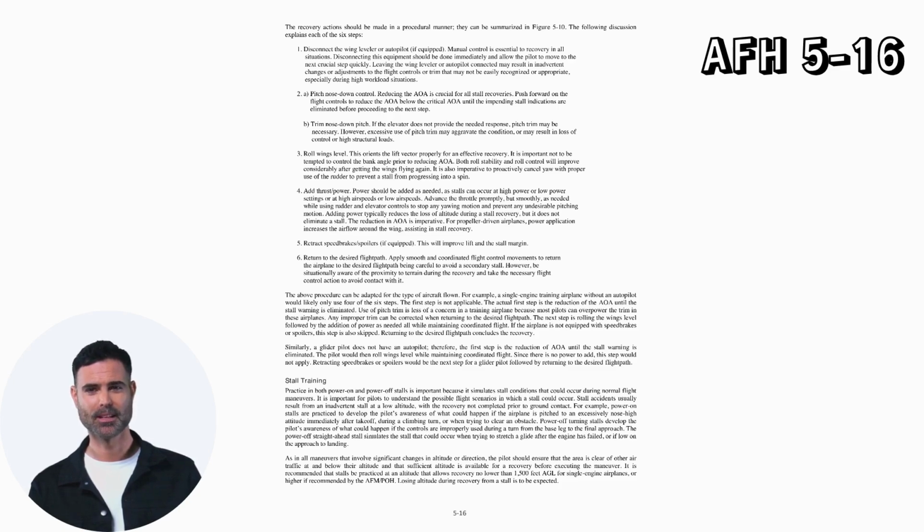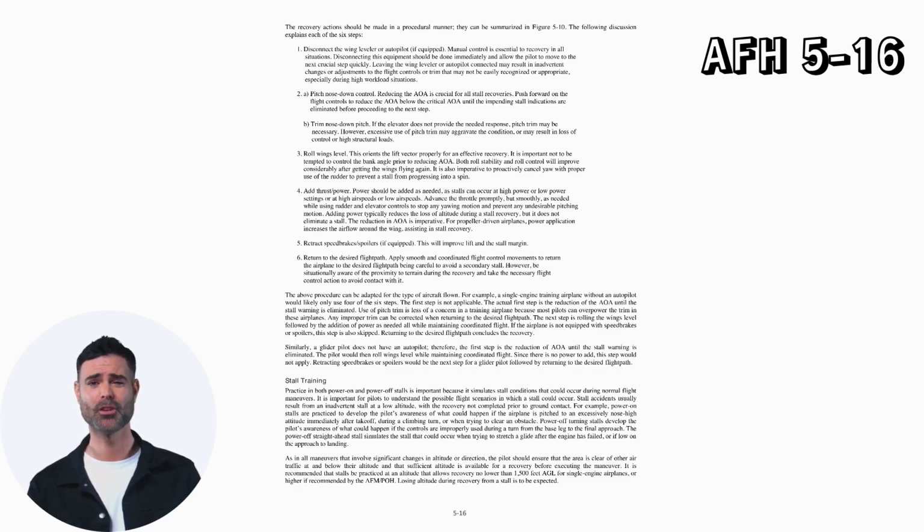1. Disconnect the wing leveler or autopilot, if equipped. Manual control is essential to recovery in all situations. Disconnecting this equipment should be done immediately and allow the pilot to move to the next crucial step quickly. Leaving the wing leveler or autopilot connected may result in inadvertent changes or adjustments to the flight controls or trim that may not be easily recognized or appropriate, especially during high workload situations.